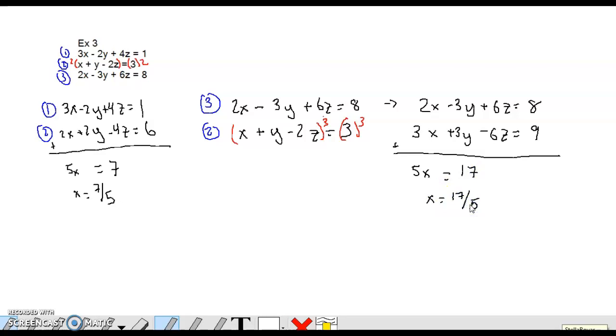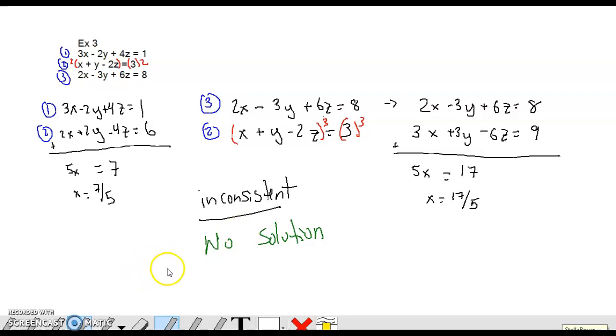So this is one example of what an inconsistent system looks like. Sometimes x is equal to 7 over 5. Sometimes x is equal to 17 over 5. If we cannot always get the same answer, it makes it inconsistent, which means, aka, there is no solution.